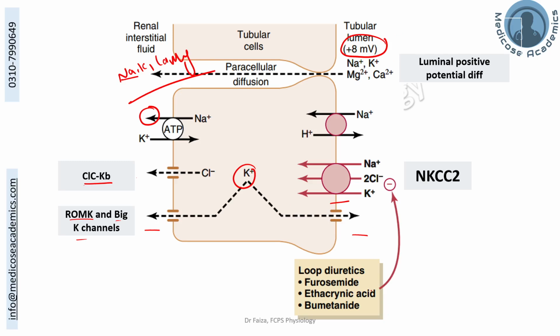Also, the loop diuretics, including furosemide, ethacrynic acid, and bumetanide, inhibit this sodium potassium chloride channel, thus leading to decreased absorption of sodium, potassium, and chloride. By inhibition of this channel, they also hamper this potential. And when this potential is not there, the reabsorption of these ions by paracellular transport also gets hampered. So calcium also starts leaking into the urine, in addition to sodium and potassium.